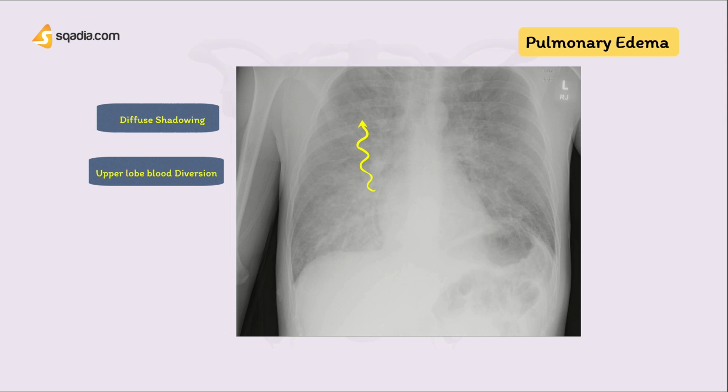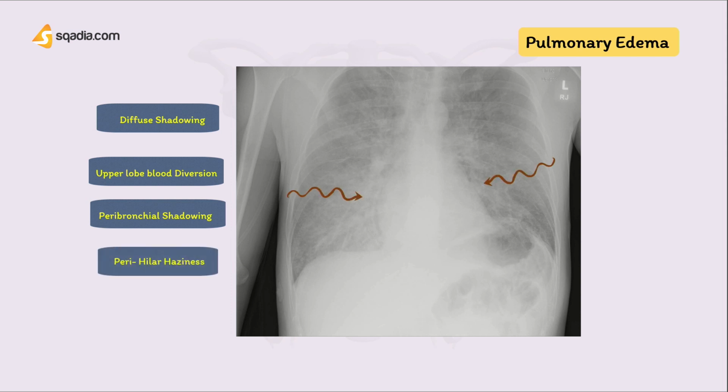Now, vessels in the upper lobe are larger than the vessels in the lower lobe on an erect chest X-ray. We can also see peribronchial shadowing, where the bronchi are thickened when viewed end on. This is a radiographic sign occurring when excess fluid builds up in the small airways, causing localized patches of atelectasis. We also have perihilar haziness. This is a hazy shadowing around the hilar regions.